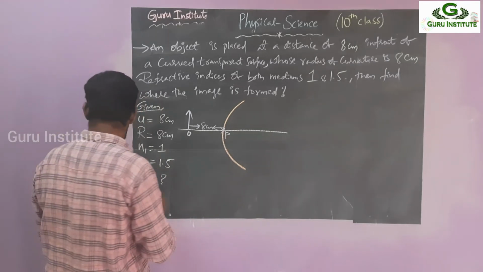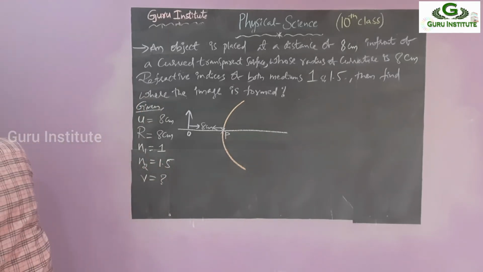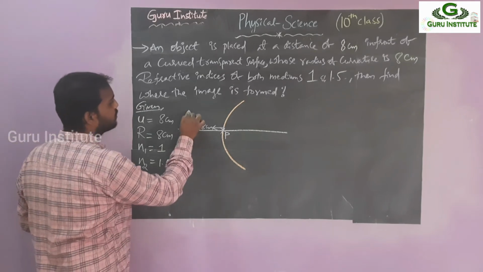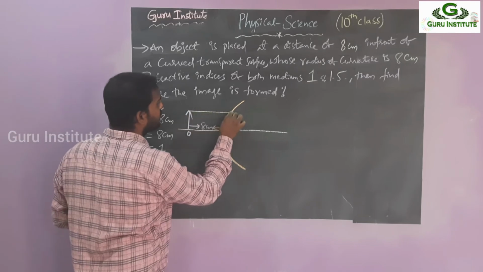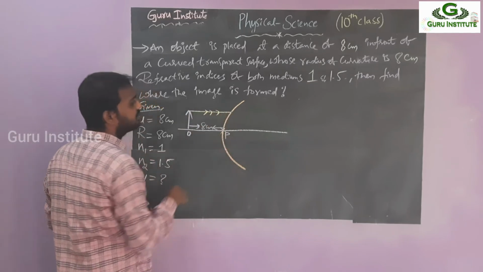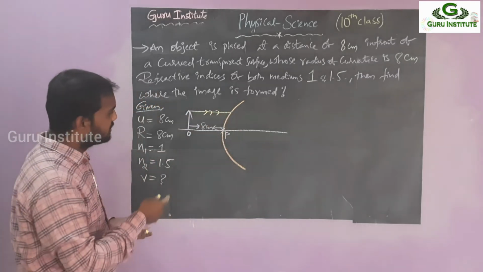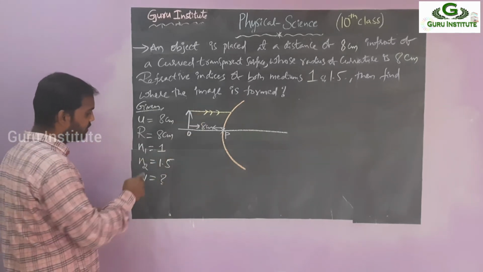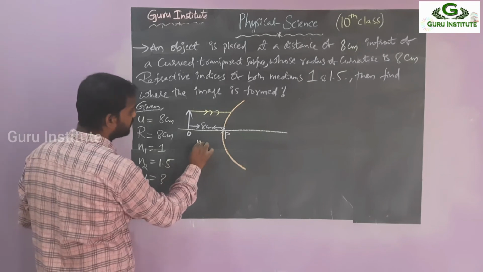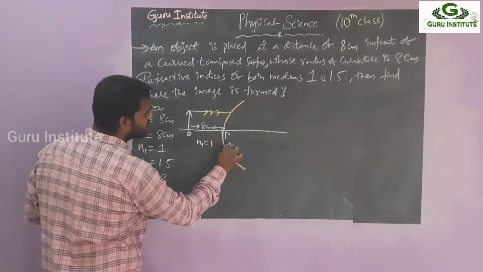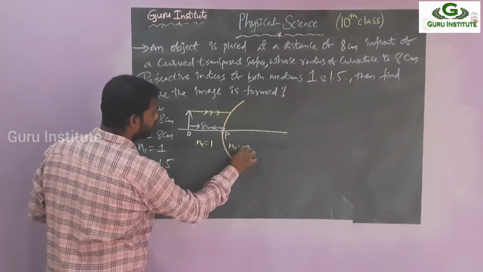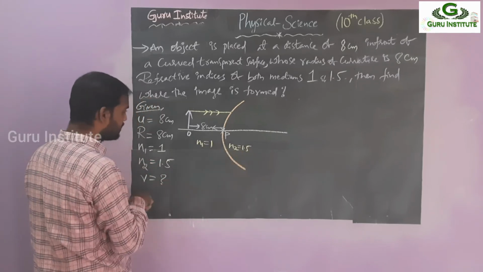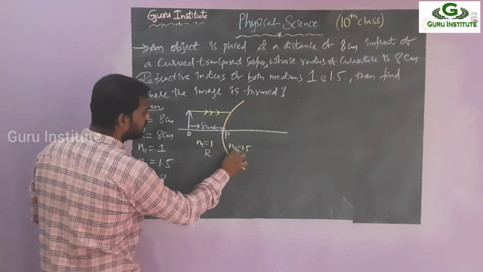Then you have to draw the ray diagram for this one, then only we will get a clear picture. First, a ray parallel to the principal axis. There is no passing through focus like that. We just have to observe: the first medium refractive index given is 1, the second medium is 1.5. Then this is the rarer medium and this is the denser medium.